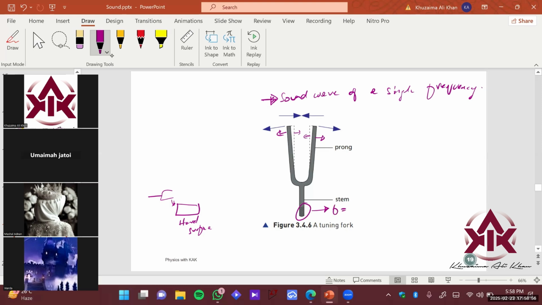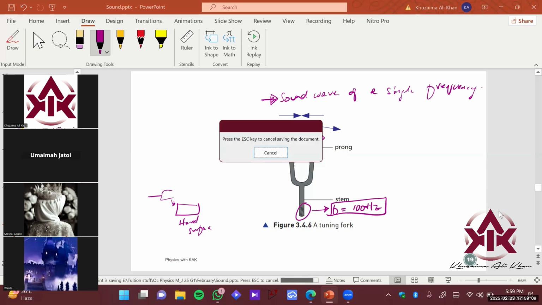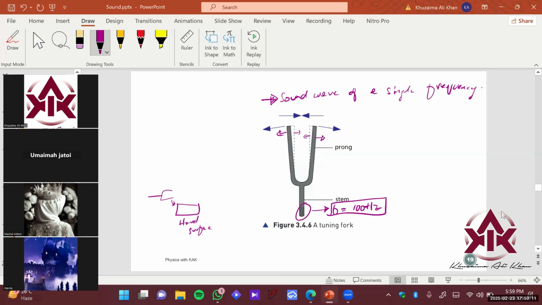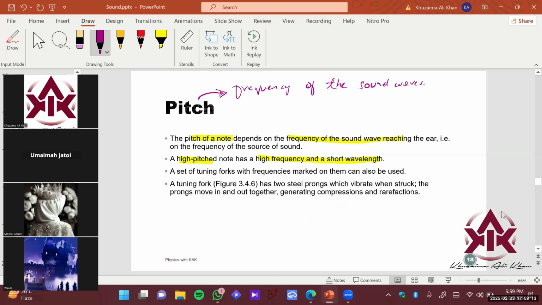Here it is labelled what frequency it produces. Let's say it produces a frequency of 100 hertz. You will hear a sound coming to your ears at a frequency of 100 hertz, and if you try to measure it using some computers or electrical instruments, you can get the exact value of 100 hertz. So a set of tuning forks can produce frequencies marked on them, and that is going to be exact, right?